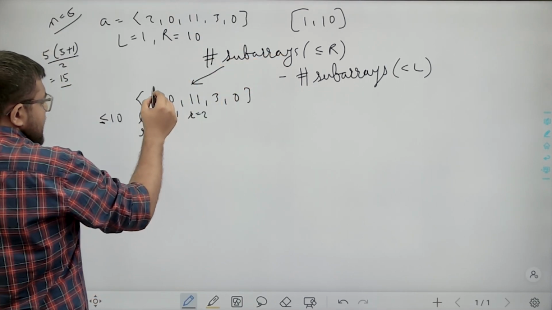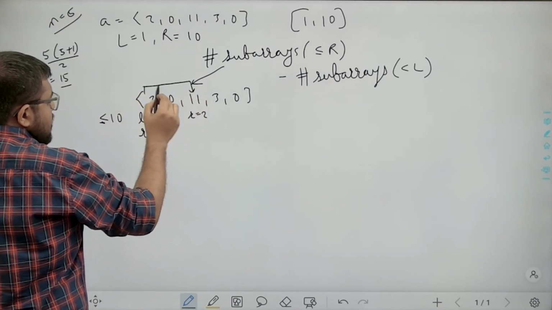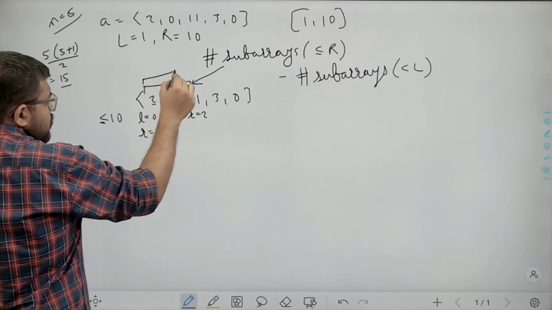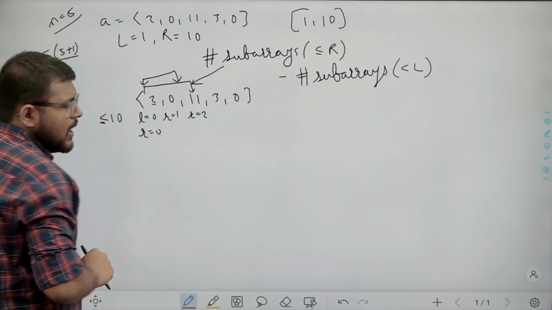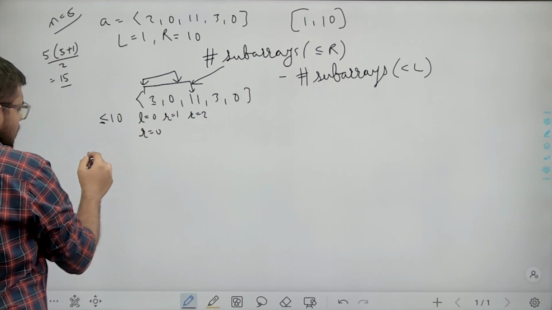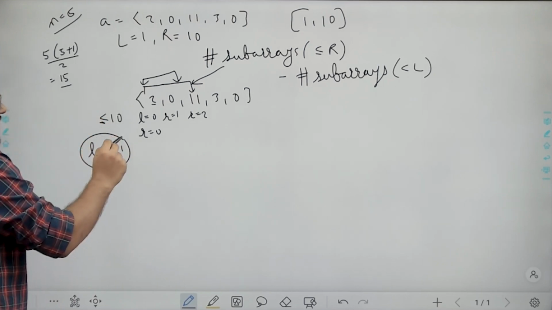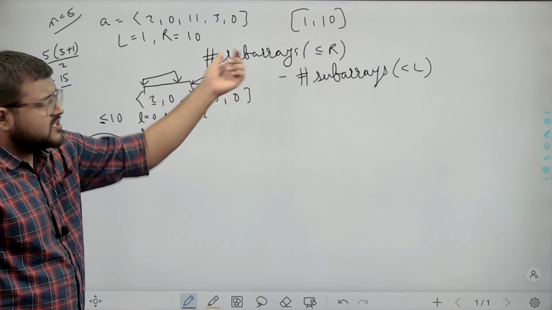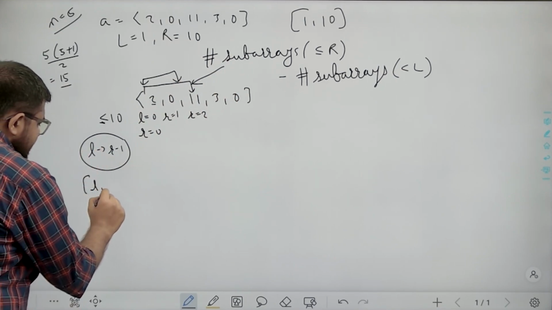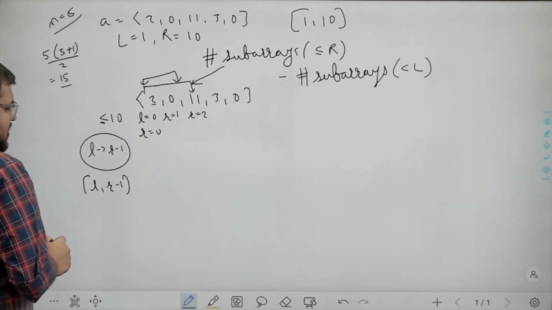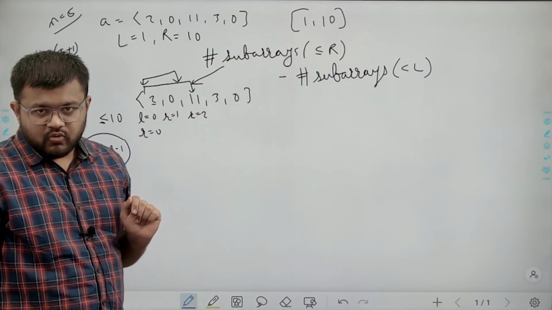I started from L and I ended at R. So from L to R minus 1, all the elements are less than or equal to R. So the number of subarrays from L to R minus 1 will be added to my count of subarrays where the value is less than or equal to R.